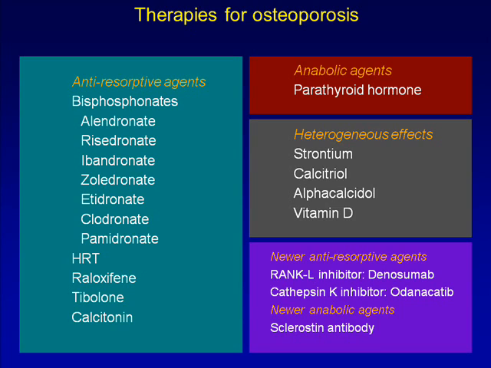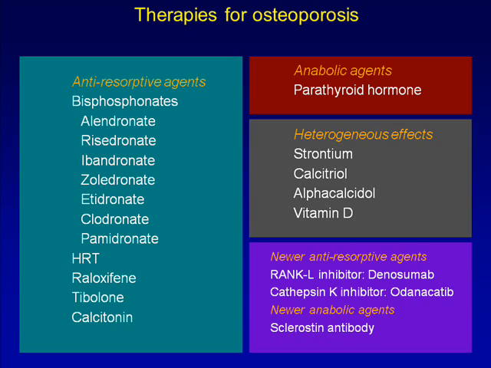Okay, so therapies for osteoporosis, on the left are the anti-resorptive agents. There is only one true anabolic agent, which is parathyroid hormone. There are some agents with heterogeneous effects. Strontium is one of those where, although it increases bone formation markers, not everybody agrees it increases bone. There are new agents in the pipeline that will come up. But by far, the main armamentarium that we have are the anti-resorptive agents.